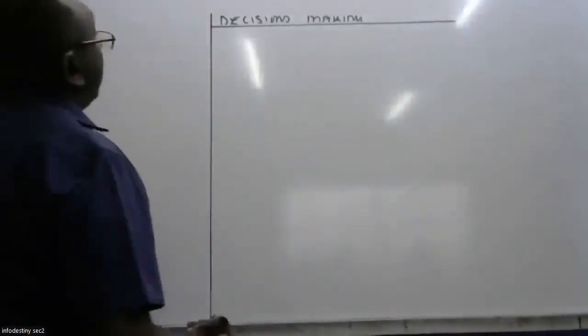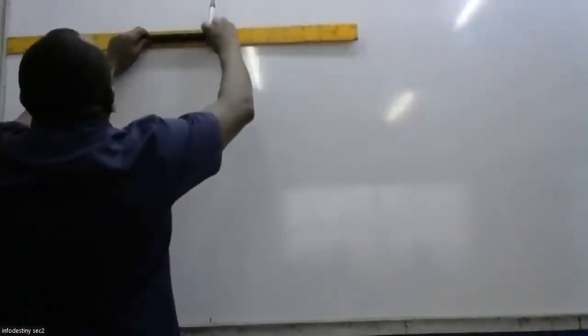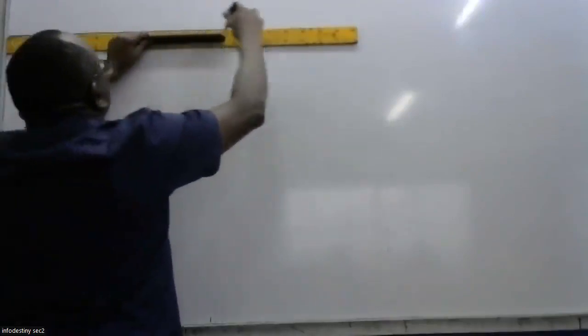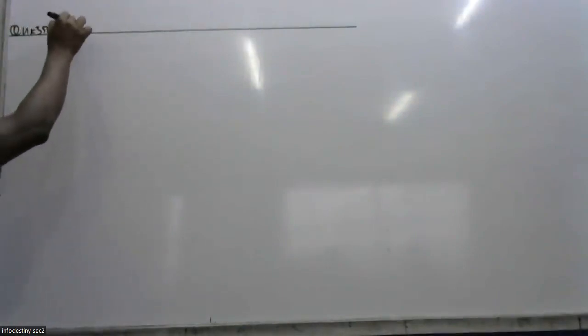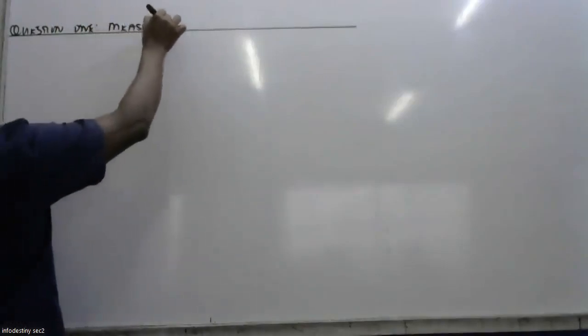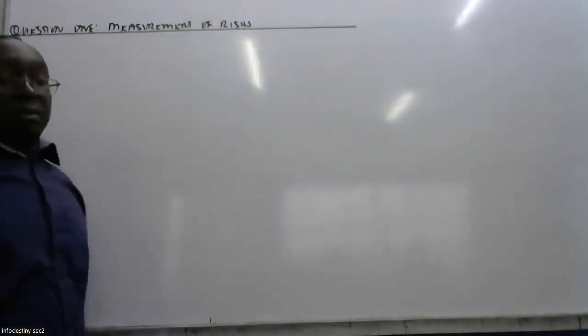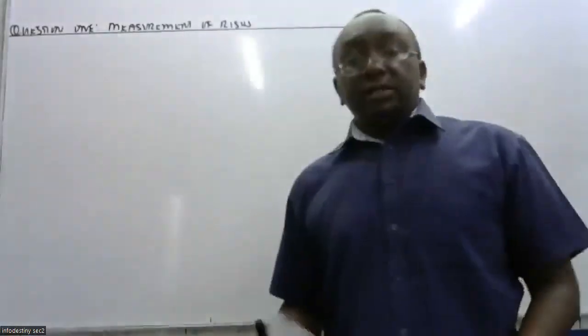So already you have written the topic is decision making. I want us to deal with question 1 in the handouts. Question 1 is the measurement of risk when you are making decisions.